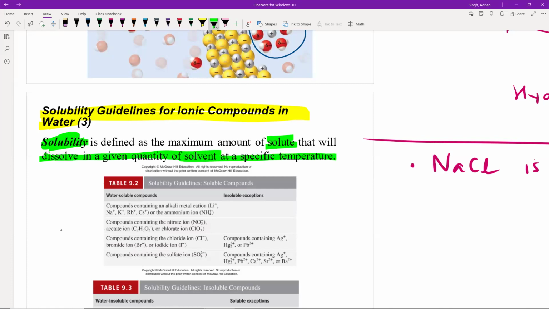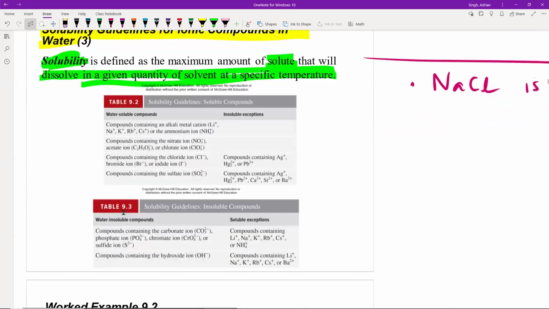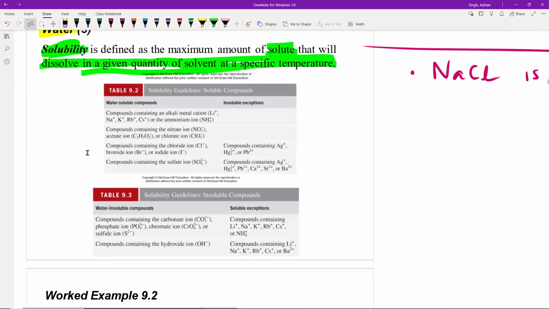That term is used quite a lot when it comes to talking about precipitation reactions and just things dissolving in general. So that's what it means if you see it in your textbook and other places. All right, so let's see how we use these solubility guidelines to determine the solubility of a substance.